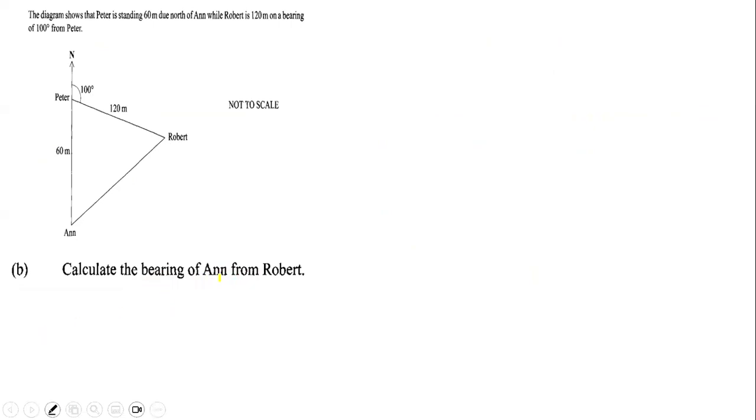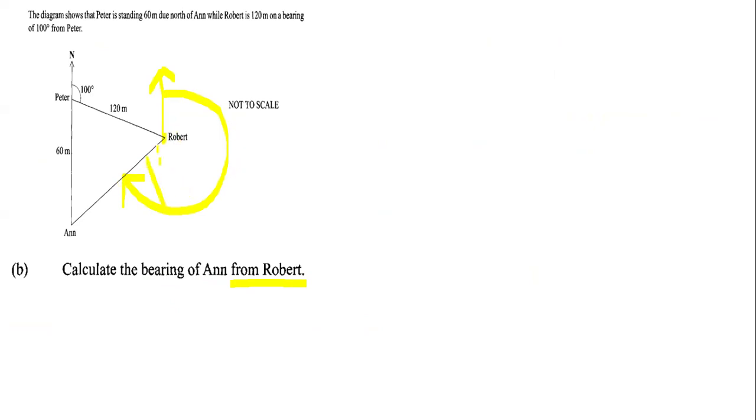So the bearing of Anne from Robert. Since we have to go from Robert, that means our starting point will be Robert, and we draw a north. And then we go in this direction all the way until we reach Anne. And so this is what we have. Our goal is to figure out what this angle is. That's the bearing.